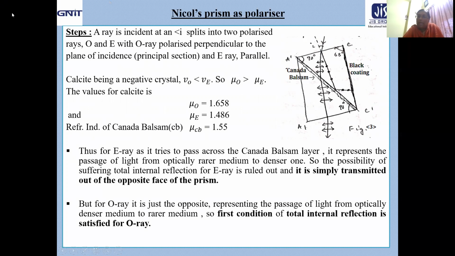Now, what about the angle of incidence for the O ray? To have the angle of incidence for the O ray, what we will do? We will consider a perpendicular on this Canada balsam layer, that is the normal. Then with respect to this normal, this angle will be the angle of incidence for the O ray. Here, if you draw a normal, then with respect to this, you will get the corresponding angle of incidence.